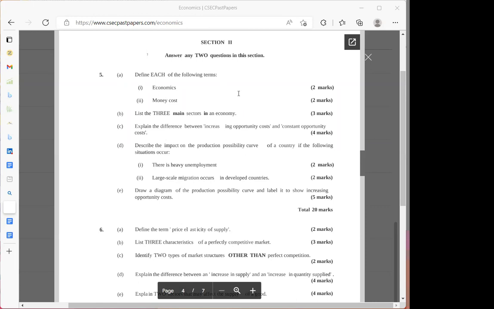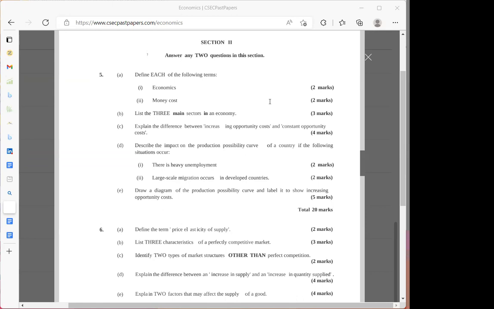And what is money cost, right? Our money cost is basically the out of pocket, the actual cost incurred when buying a good, right? It's the private cost, if you will, as well. When we did external benefits and external costs, we would have looked at private costs. Money cost is the private cost. It's the actual cost incurred from purchasing a good or service.